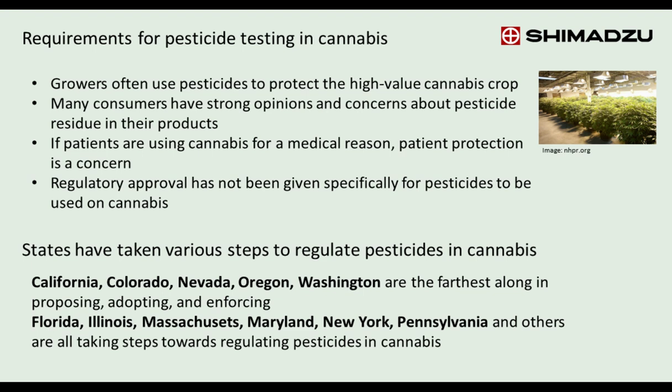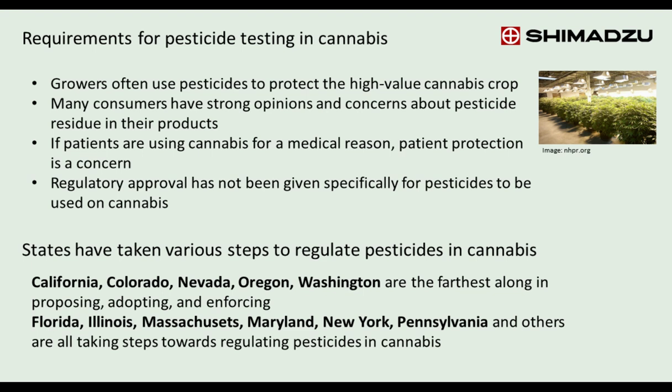Various states have adopted different regulations for pesticide testing in cannabis. Colorado, Nevada, Oregon, Washington, and California have all adopted regulations for cannabis testing, and in each of those states and others, cannabis testing labs have been established and accredited by the states, and they've already started testing products in many states. The rules pertaining to that have been rolled out in phases. First, the regulations are proposed, then they're adopted, and then finally enforced.